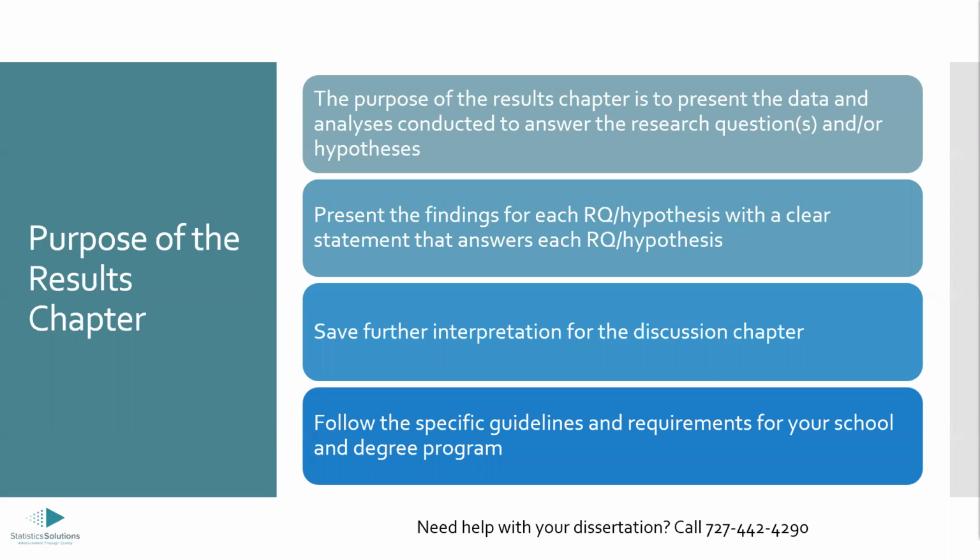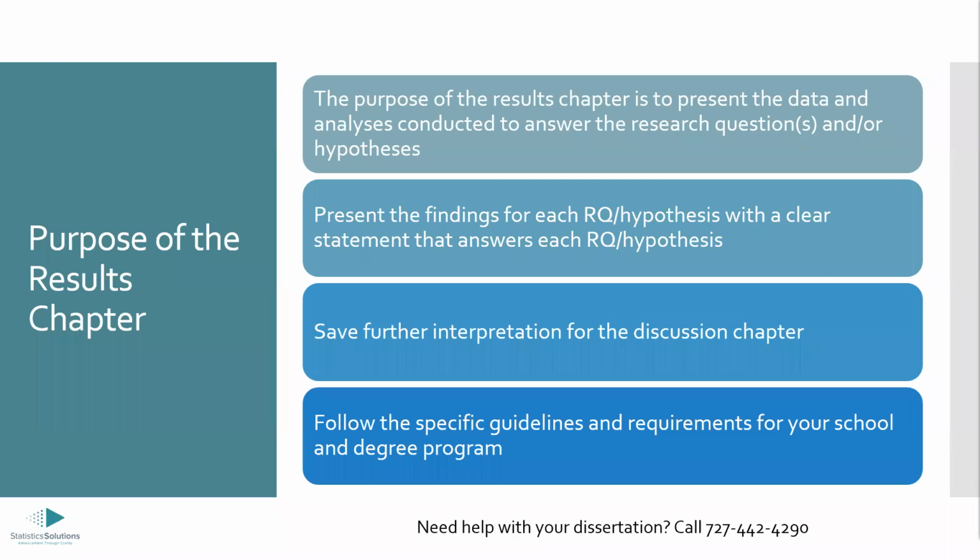So first, let's talk about the purpose of the results chapter and why it's important to the dissertation. The purpose of the results chapter is to present the data and the analyses that you conducted to answer your research questions and hypotheses. The previous sections of the dissertation, namely your introduction, literature review, and methodology chapters, are aimed at establishing why your research needs to be done and how you will do your research or how you did your research. Then once you get to the results chapter, you can finally present the findings of what you did after you conducted everything that you set out to do according to your methodology chapter.